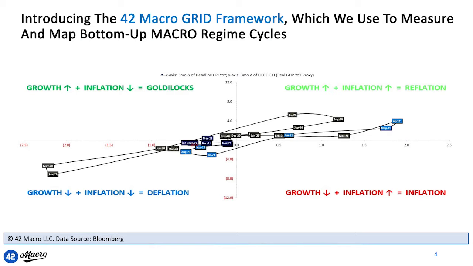Just introducing our 42 macro grid framework, which we use to measure and map bottom-up macro regime cycles. For those of you who are new, when growth's accelerating on a trending basis and inflation's decelerating, that's what we call Goldilocks. When both growth and inflation are accelerating on a trending basis, that's what we call reflation. When economic growth is decelerating and inflation's accelerating, that's what we call inflation. And then lastly, when both growth and inflation are decelerating simultaneously, that's what we call deflation.